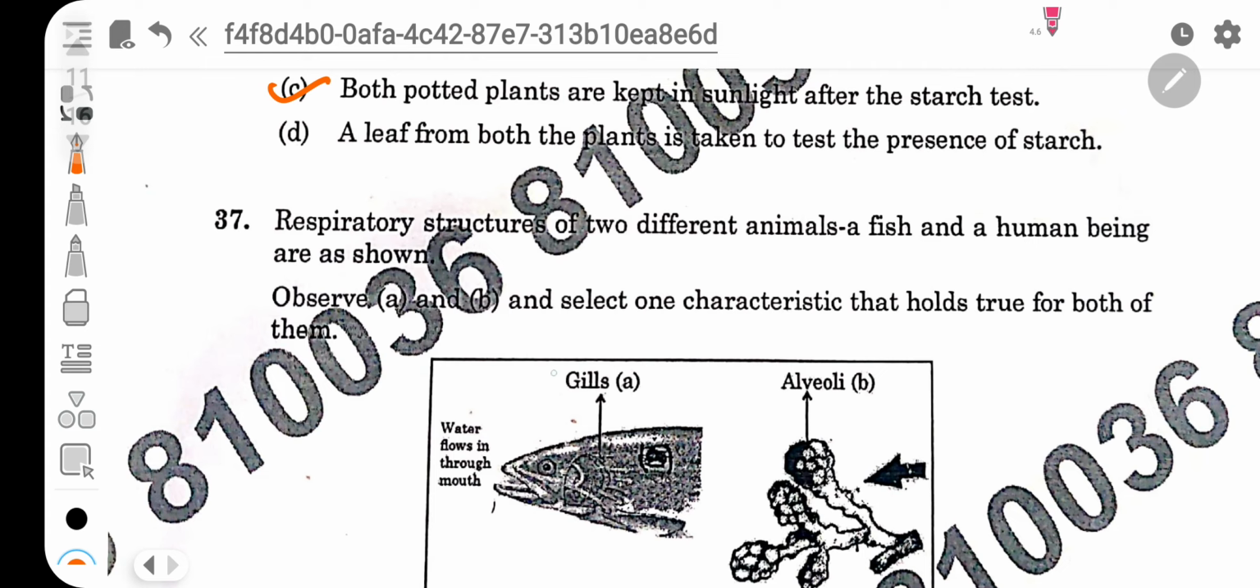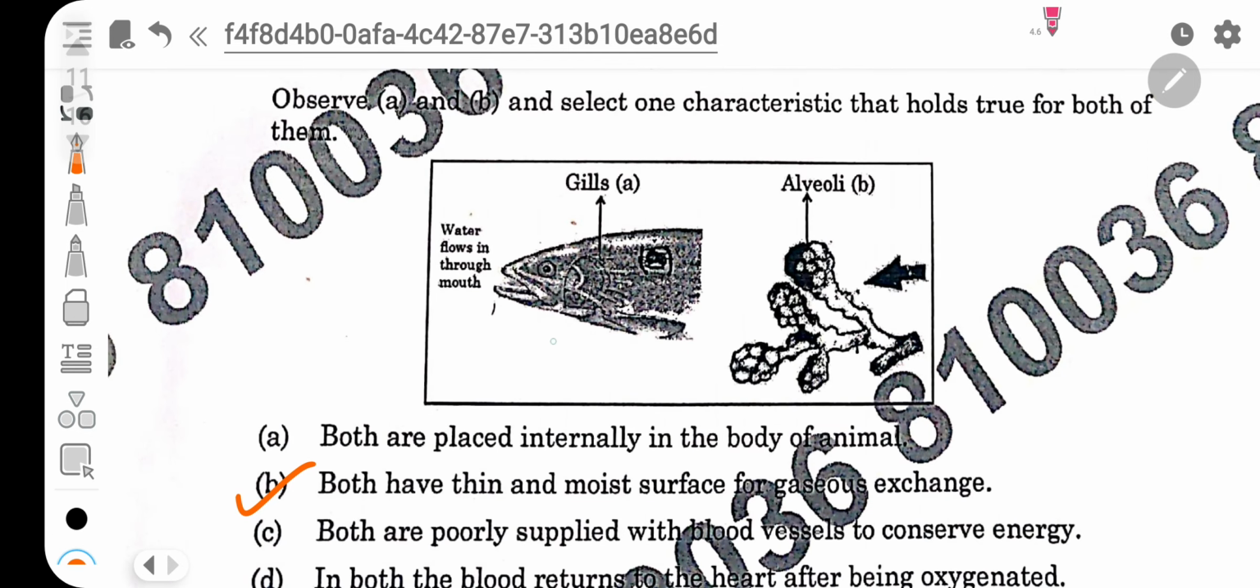So question number 37. Respiratory structures of two different animals, a fish and a human being, are as shown. Observe A and B and select one characteristic that holds true for them. So both are placed internally in the body of the animals, so it is wrong.